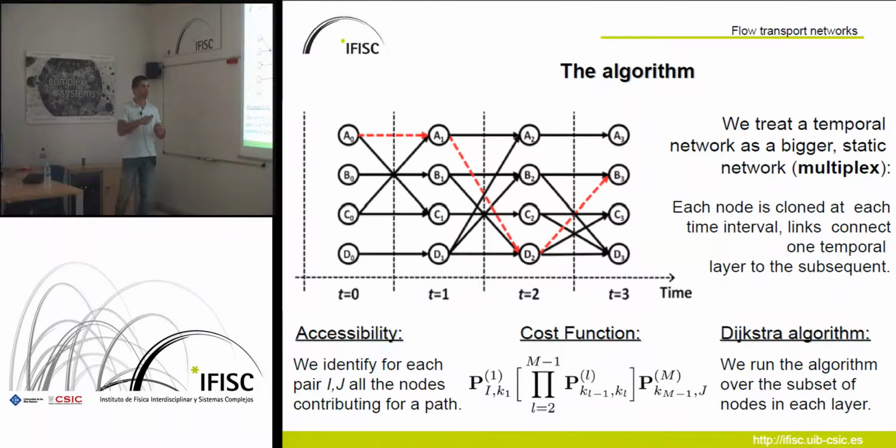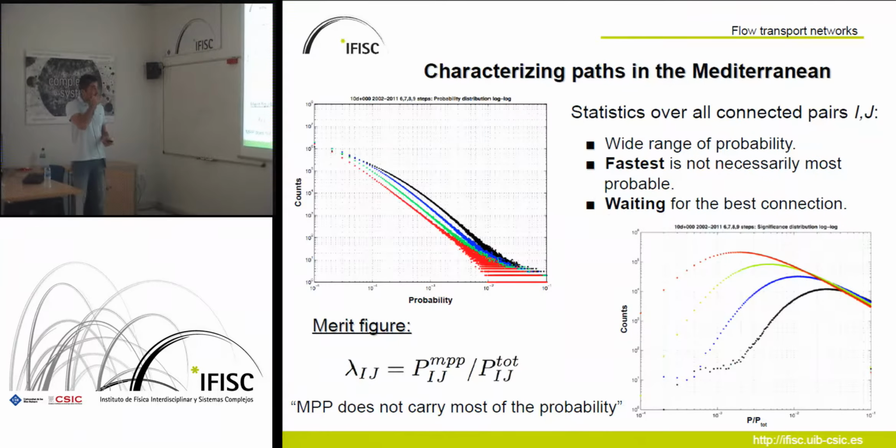After determining the set of paths that could contribute to the connection, we maximize this cost function, that is the product of the weights of the links of the path, using a modified Dijkstra algorithm, and we find the most probable path. We collected the statistics over all the connected pairs of nodes over many different numerical simulations.